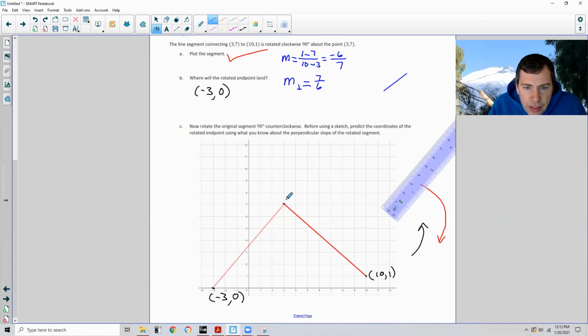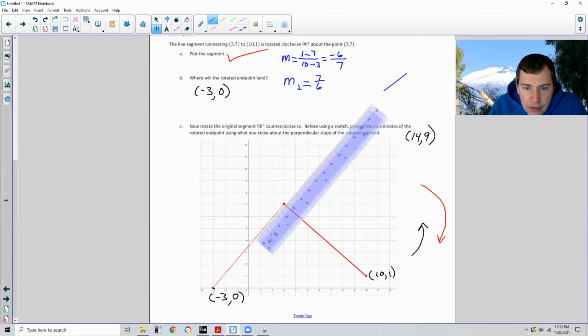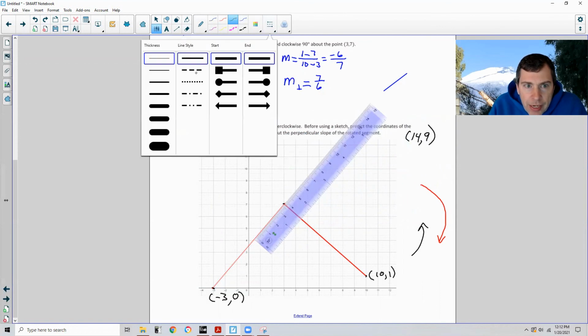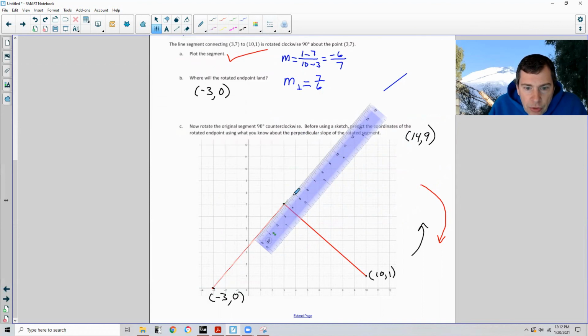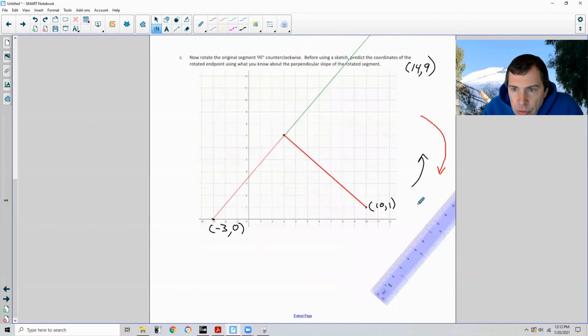7 over 6, I'd go up 7 more over 6, which would be 14, 9. So it should end up at the point 14, 9. So if I were to extend that with my ruler, which I'll just do like this, and I'll make it green this time with a dash, then it's going to go up somewhere like so, but it's not going to be that long. It's going to get over to 14, 9.